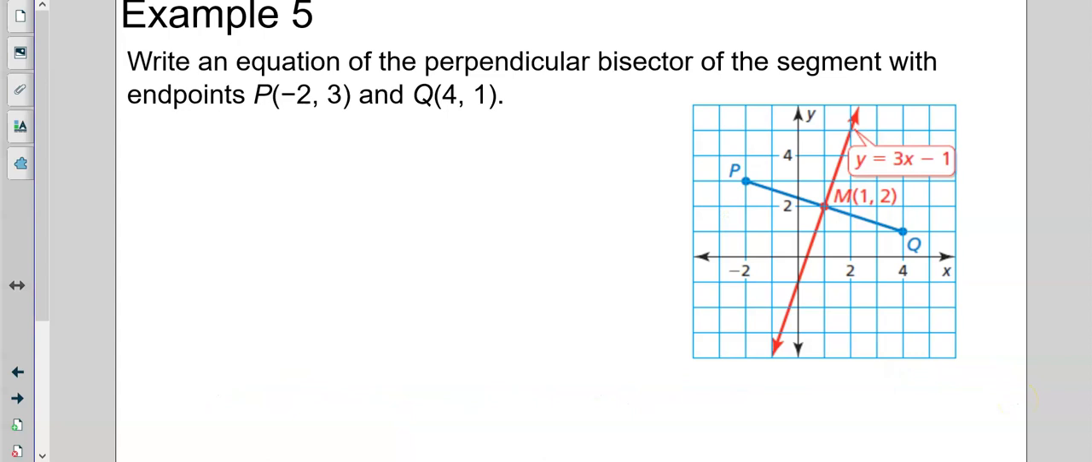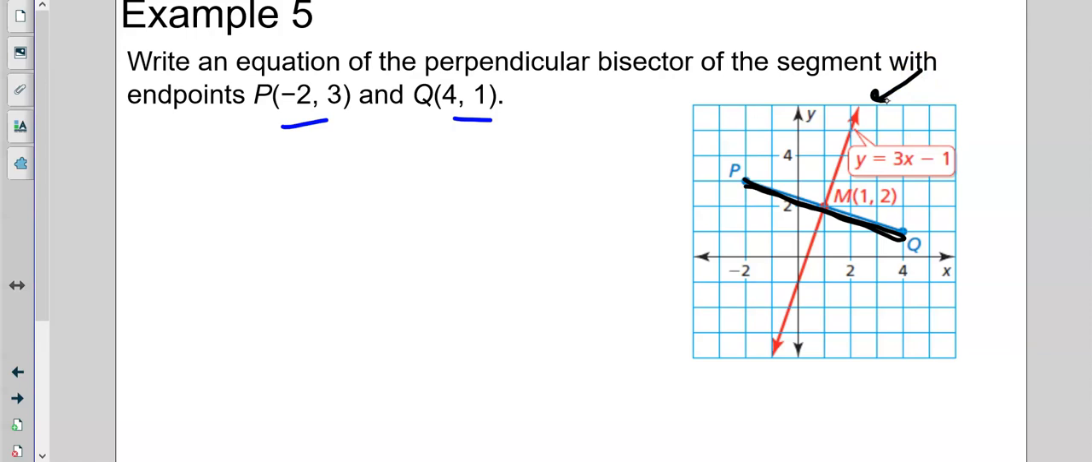All right, last one. Write an equation of the perpendicular bisector of the segment with endpoints -2, 3, and 4, 1. So this is one of those problems where for some reason they put the graphic in that actually already has the answer. So originally, all you should have had is this information, PQ. Okay? You graph that. We need to find that.